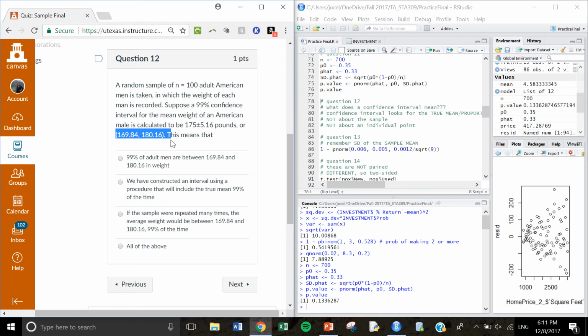So, 99% of adult men are between these weights. No. This is talking about specific people. That's why that's not right. We have constructed an interval using a procedure that will include the true mean 99% of the time. Yes. If the sample were repeated many times, the average weight would be between this. This is about samples. Confidence intervals are not about samples. So this confidence interval means that if I take 100 samples, 99 of those samples will contain the true mean.